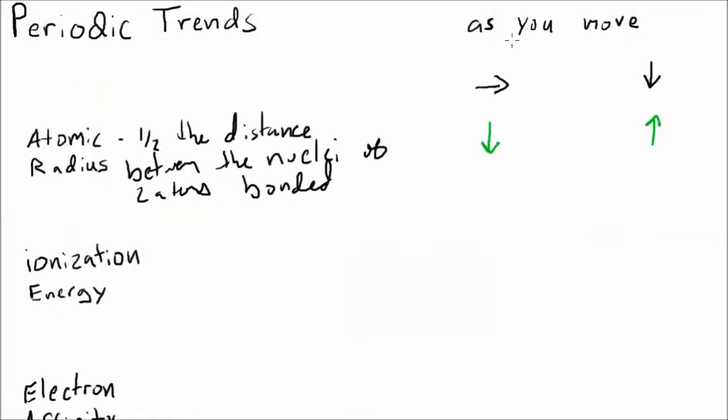So atomic radius, left to right across a period, decreases; the atoms get smaller. And as you go from top to bottom down a group, the atoms get larger.